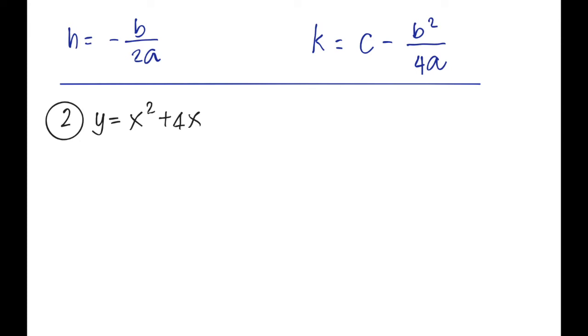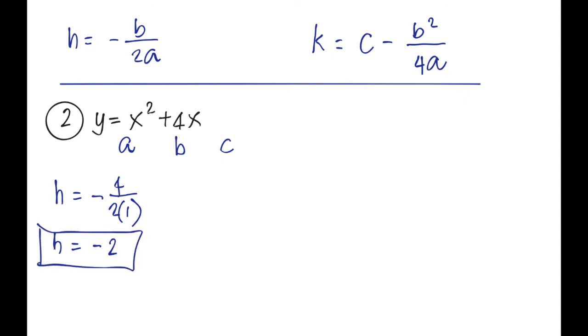Moving on to example number 2, we will get the value of h and k again. So our example number 2 is y equals x squared plus 4x. Here, our a is 1 and our b is positive 4, and we don't have c, and that's a 0. So from there, then we can get our h. So we have negative b, in which our b is 4, over 2 times 1. So h is equal to negative 2.